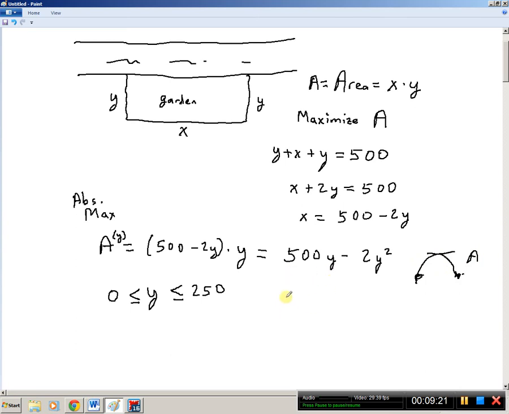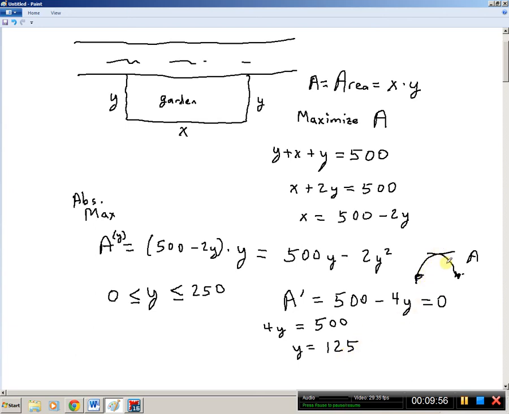Okay, so where is the derivative equal to 0? Well, I calculate the derivative. A prime would be 500 minus 4y. And I set that equal to 0 and solve for y. So 500 equals 4y, or y equals 500 divided by 4. What is that? 4 into 10 goes 2, with 2 left over, 125. So y equals 125.